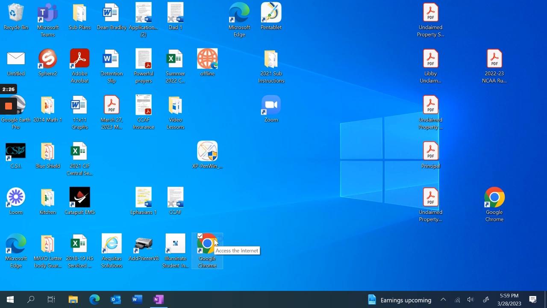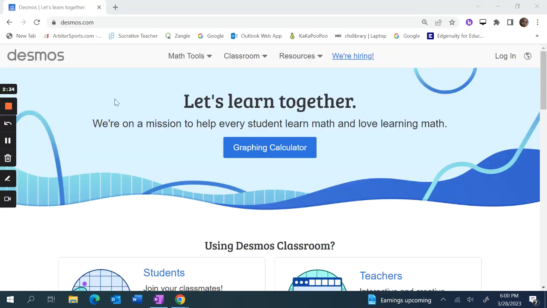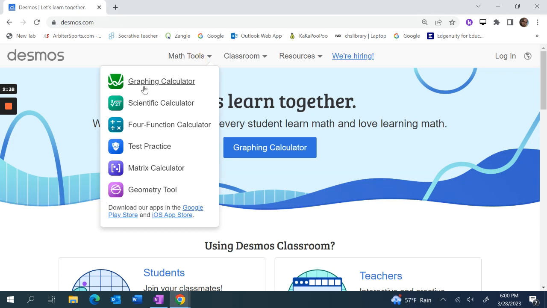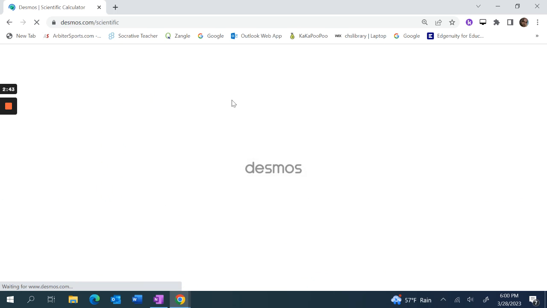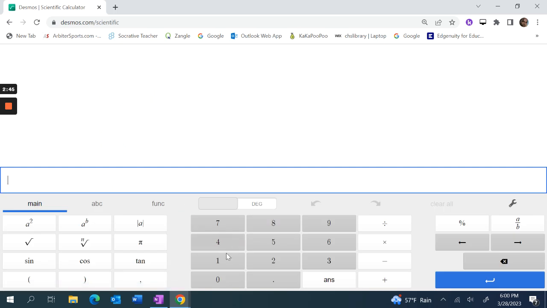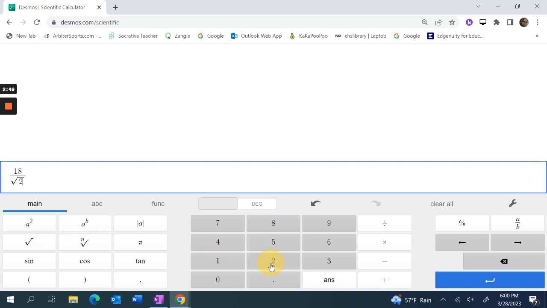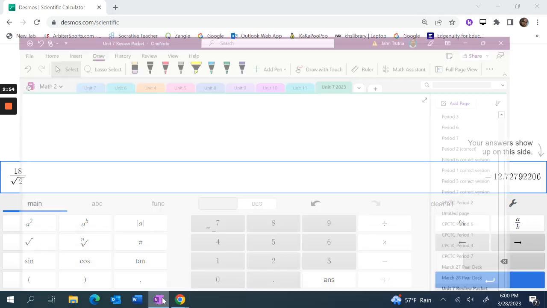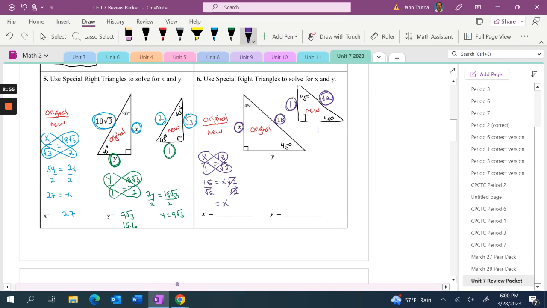Pulling up the internet. I'm going to go to Math Tools on Desmos.com, drop down menu, click on Scientific Calculator. 18 divided by the square root of 2, 12.7. We're going to go ahead and round that off. So x is equal to 12.7.